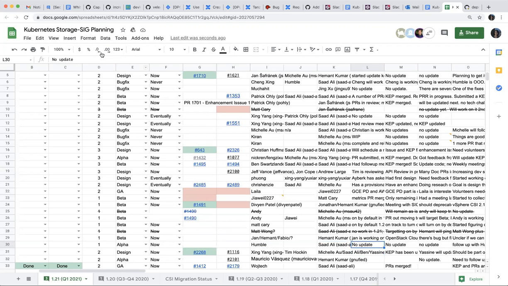I saw someone is working on the CSI migration. I haven't seen any PR related to that, but this person definitely mentioned he's implementing the CSI migration. Okay, so I put the question mark. I see sometimes he is writing messages on Slack too, so I thought he might be back.